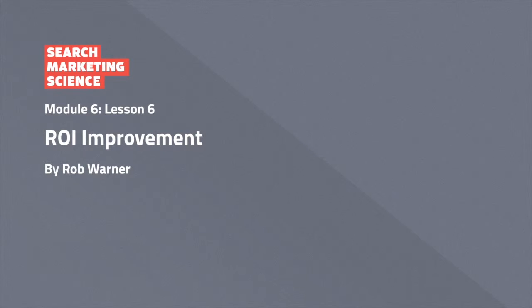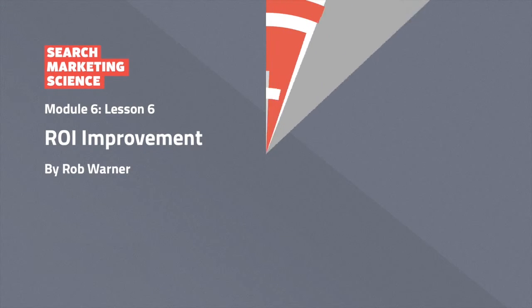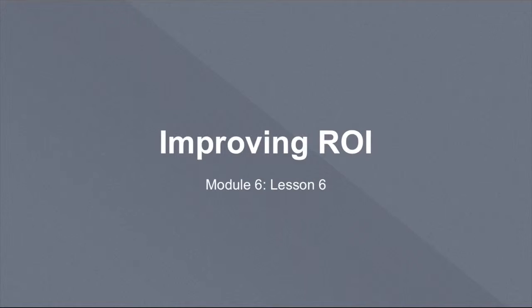Lesson six of module six, where we're going to look at how to improve the performance of an AdWords campaign. So the one that is not hitting its targets, that's not hitting its goal, that isn't on track for its goal horizon. We're going to look at the actions we can take in our testing to get it there.